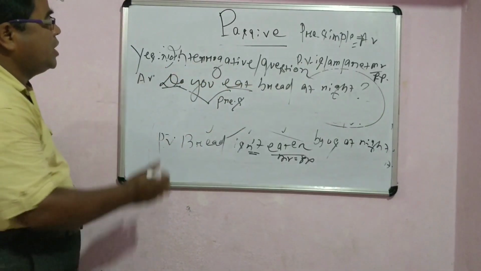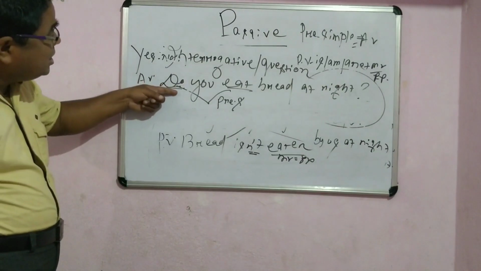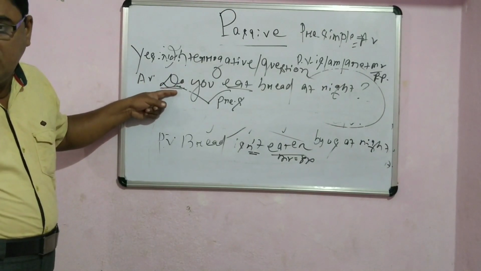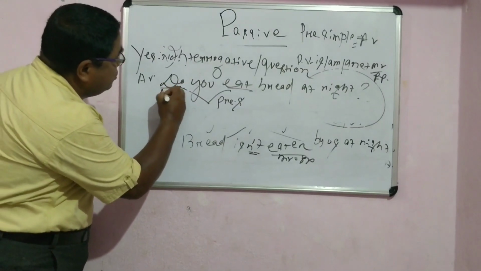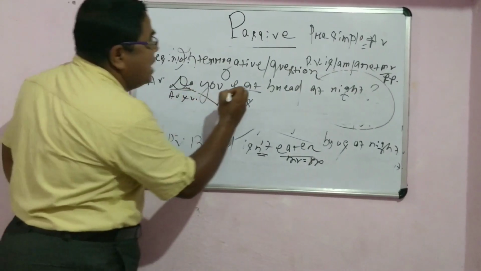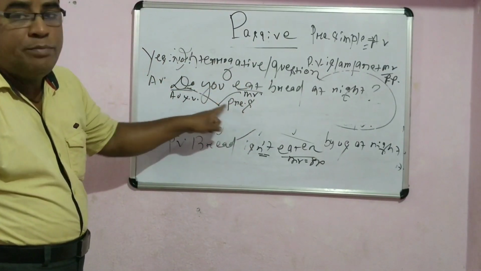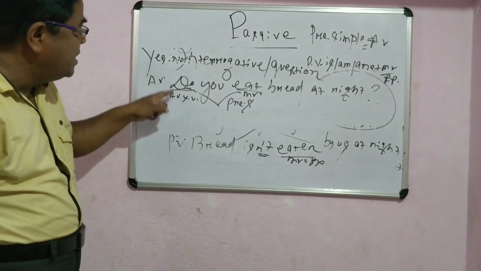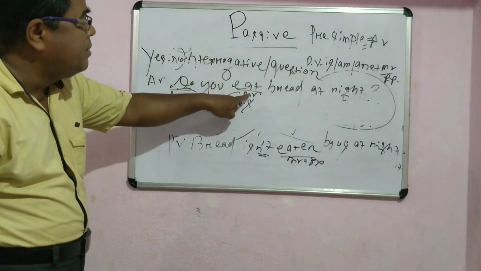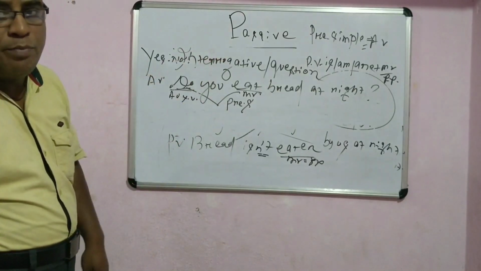Your yes no interrogative generally begins with a verb. This particular verb can be the auxiliary verb or it can also be the main verb. Here do is the first verb, so definitely it is the auxiliary verb, and eat is the main verb. These two verbs make present simple. That means your auxiliary verb do and the main verb eat, when combined together, create present simple.